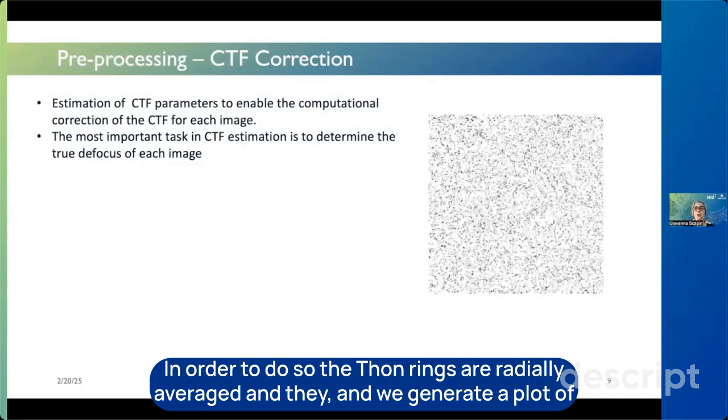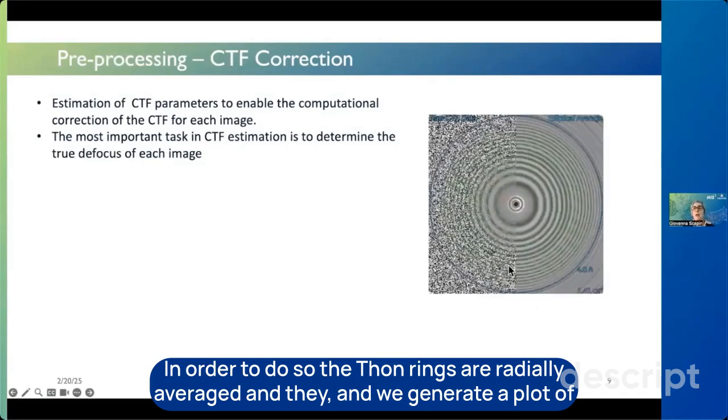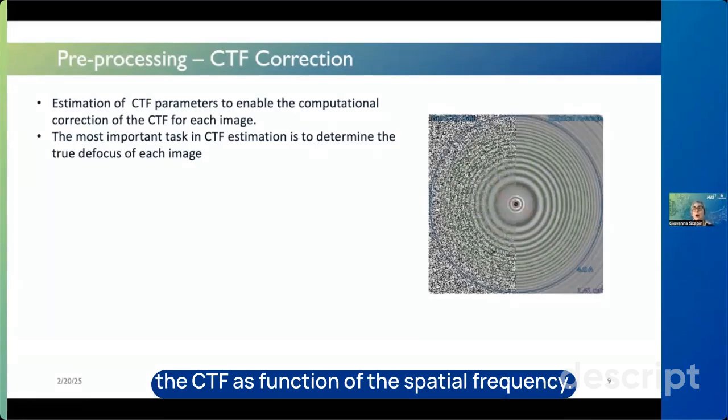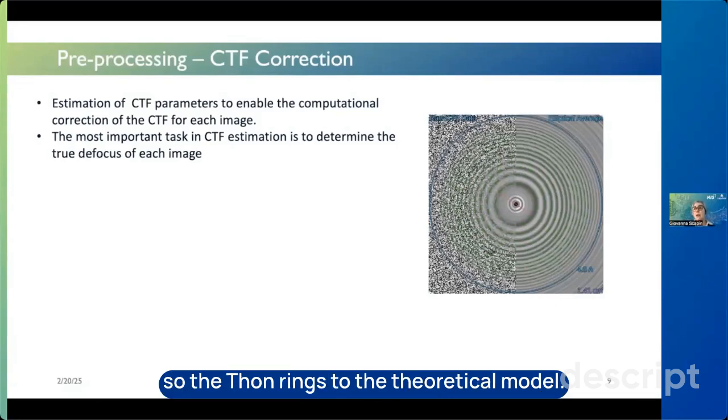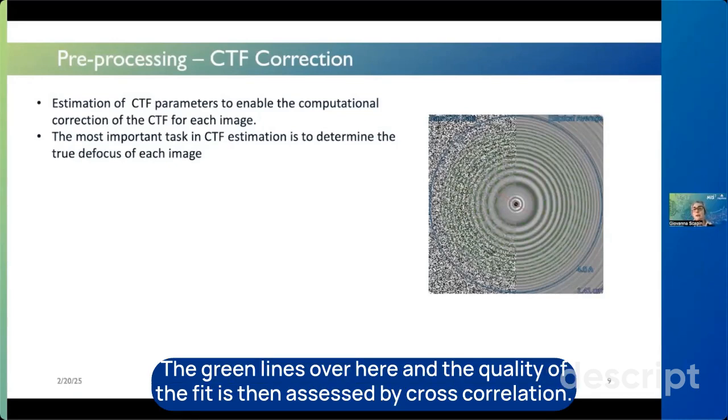In order to do so, the tone rings are radially averaged, and we generate a plot of the CTF as a function of the spatial frequency. There are CTF estimation programs that then will fit the observed CTF, and so the tone rings, to the theoretical model, the green lines over here. And the quality of the fit is then assessed by cross-correlation.